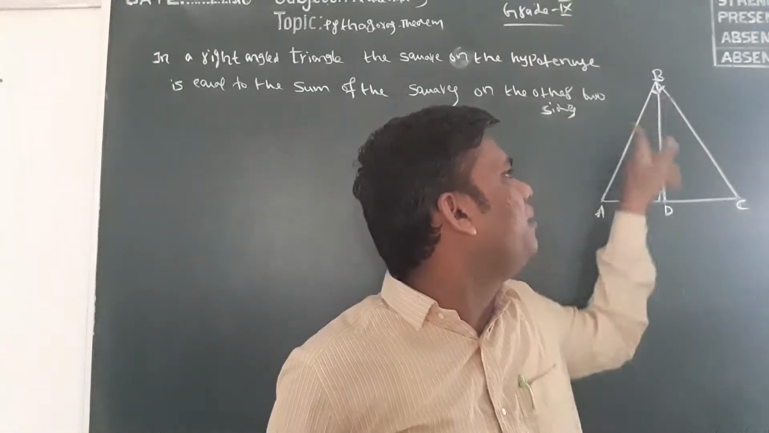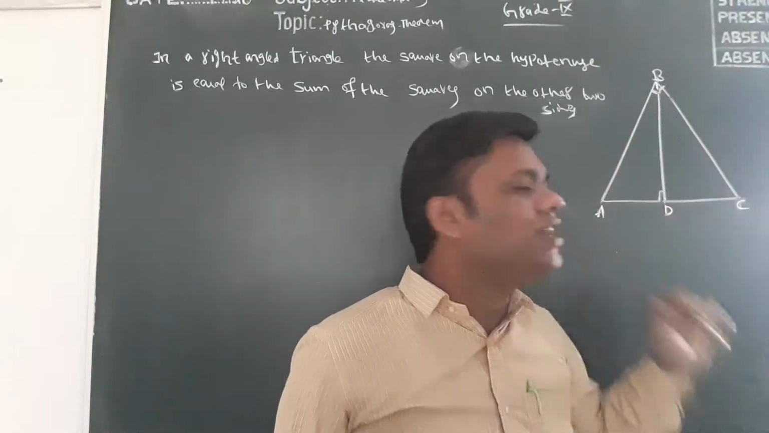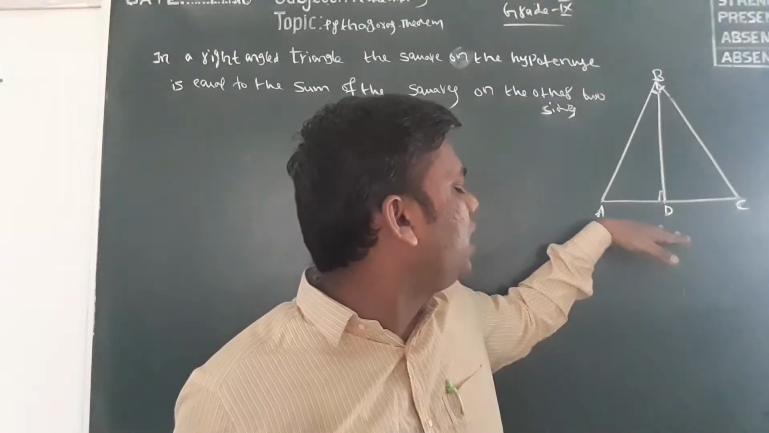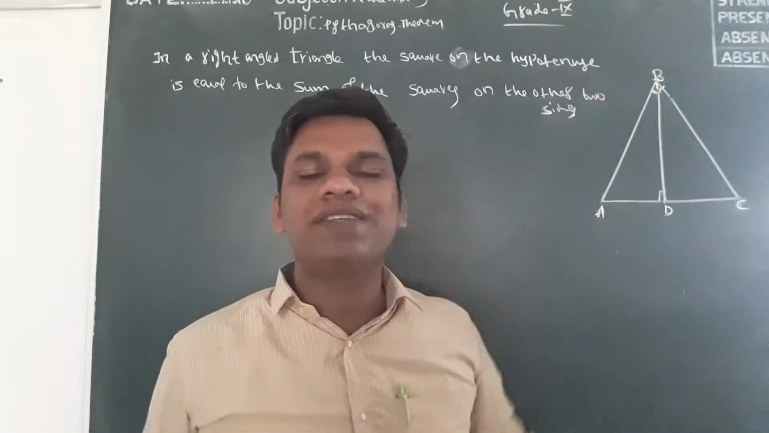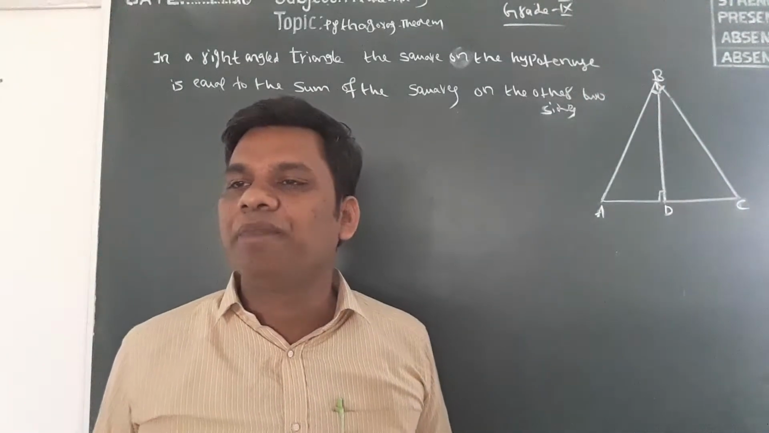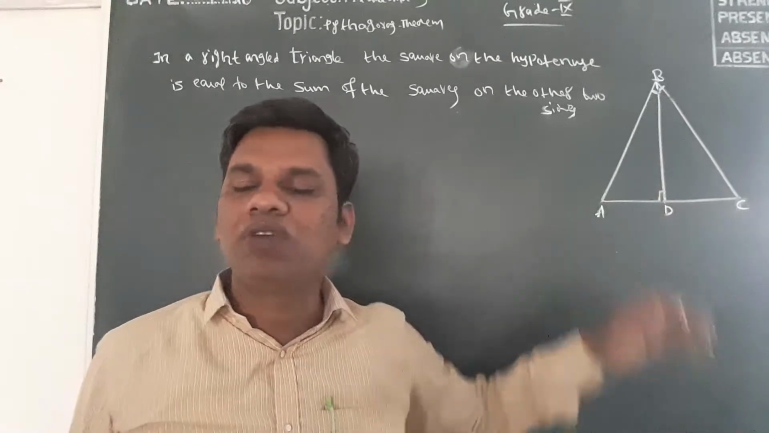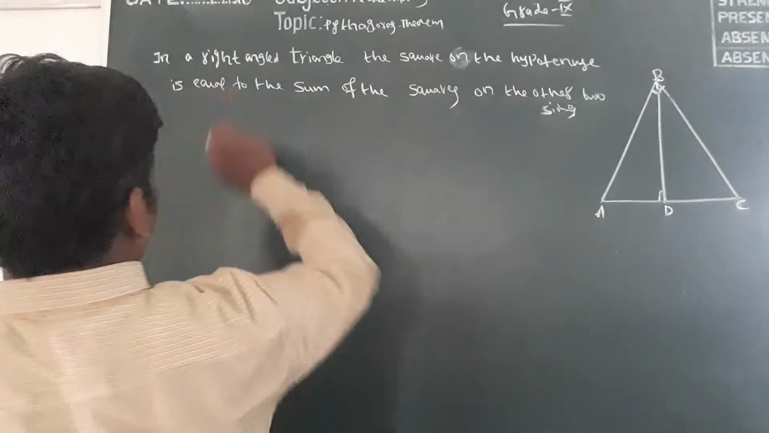See, in triangle ABC, angle B is 90 degrees. Opposite to this is AC, so the hypotenuse is AC. AC square equals AB square plus BC square. Okay, AB square plus BC square equals AC square. We have to prove this statement.